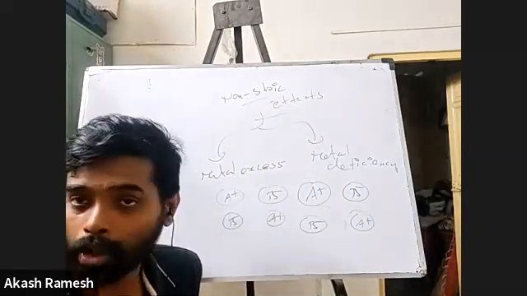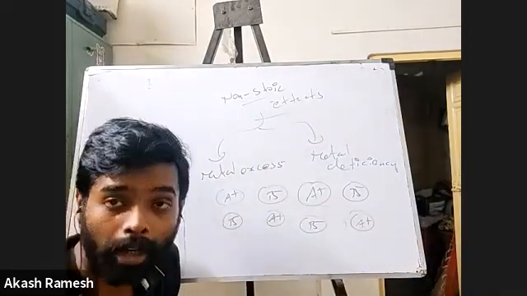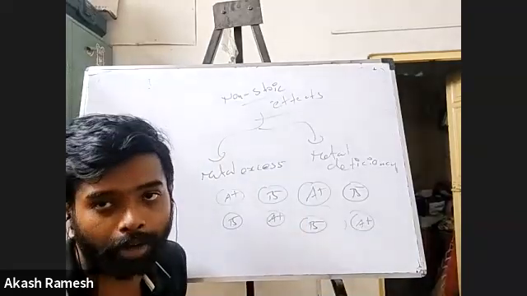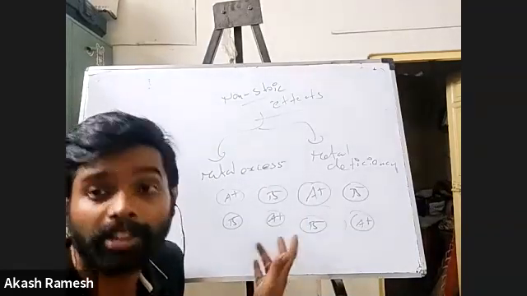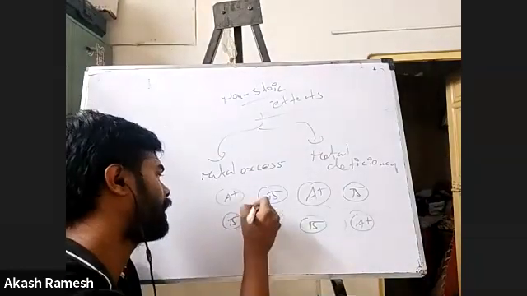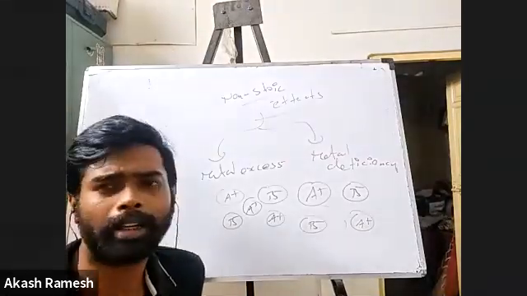Is it not? Now you see that all the lattice points are already occupied, right? So if I have to add a cation, I can add a cation only to the interstitial site. That means the voids which are there. Say somewhere here I add A. This is not a lattice point. It is somewhere here.